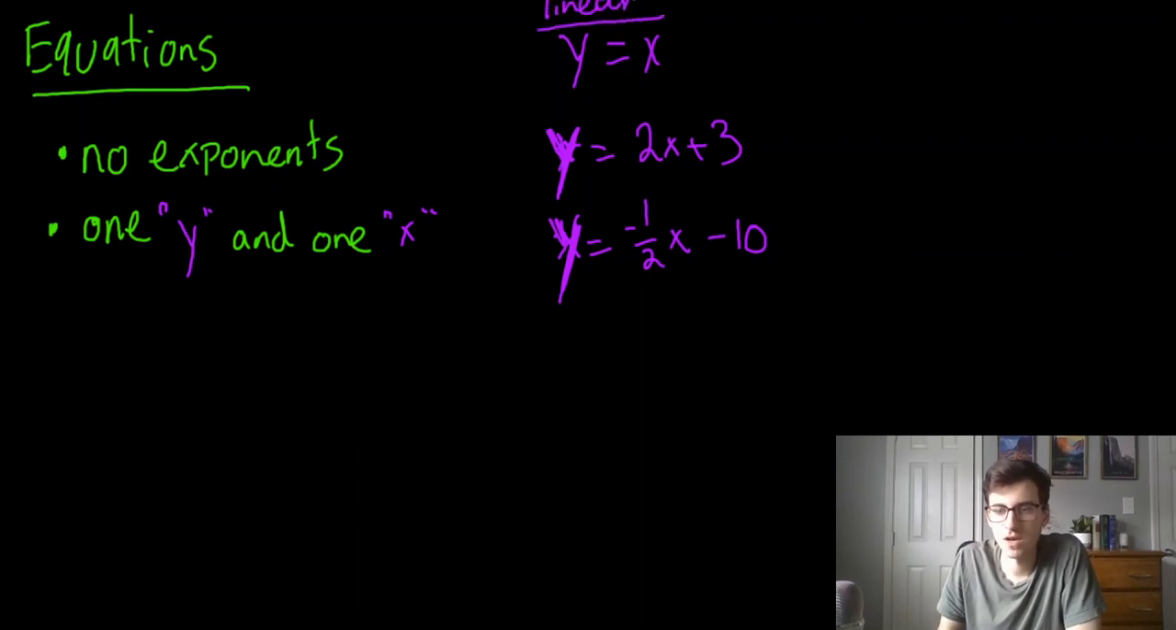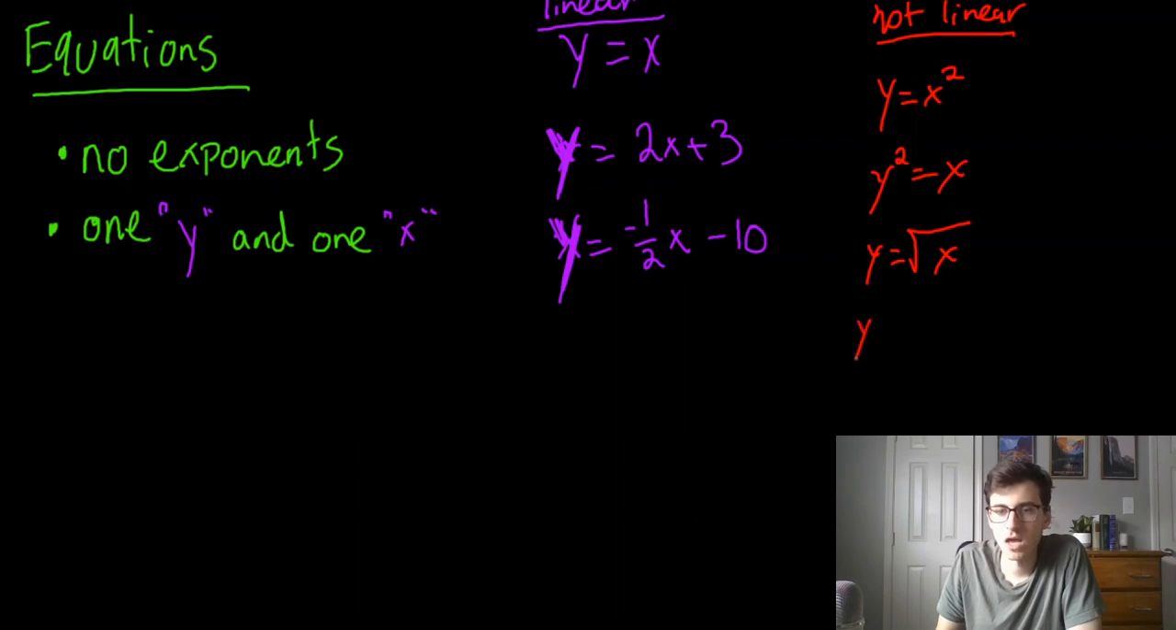Examples of not linear functions. y equals x squared. That was one that I showed up there. y squared equals x. Or even like y equals the square root of x. Even y equals, if you have x in the denominator, that's not linear. Okay, so all of these are not linear functions.